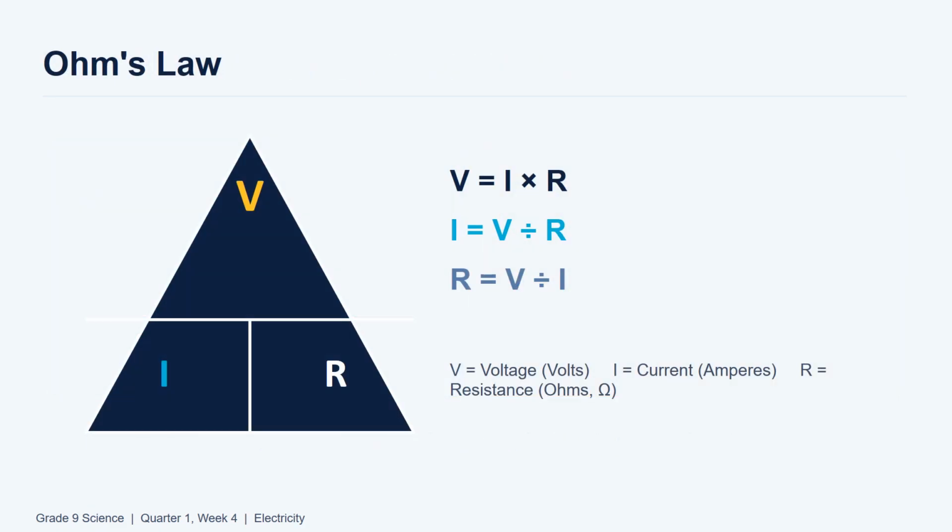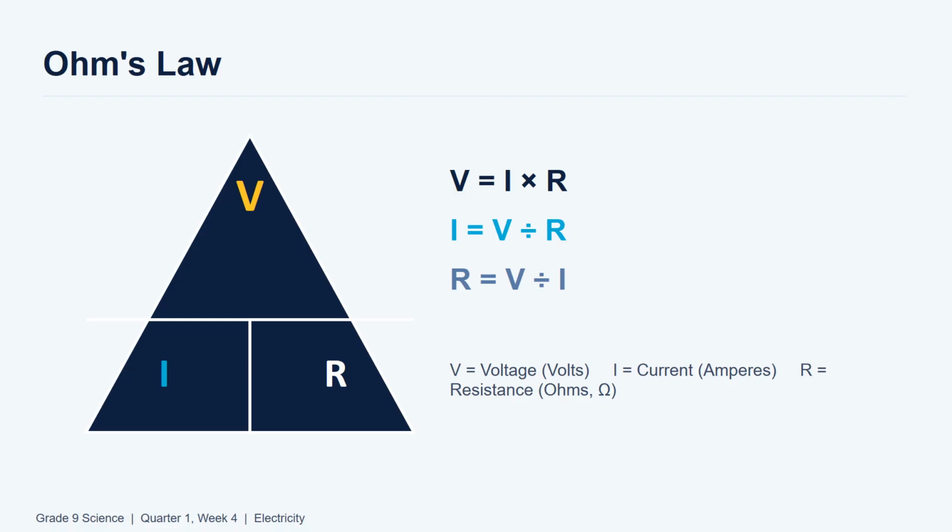This relationship is formally known as Ohm's law. The main equation is V equals I times R. From that single equation, we can derive 2 more useful forms. I equals V divided by R, and R equals V divided by I.